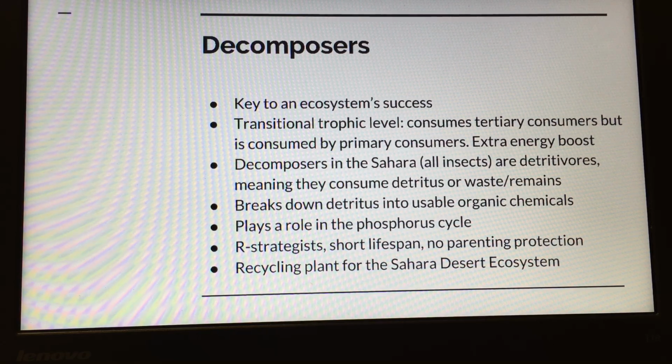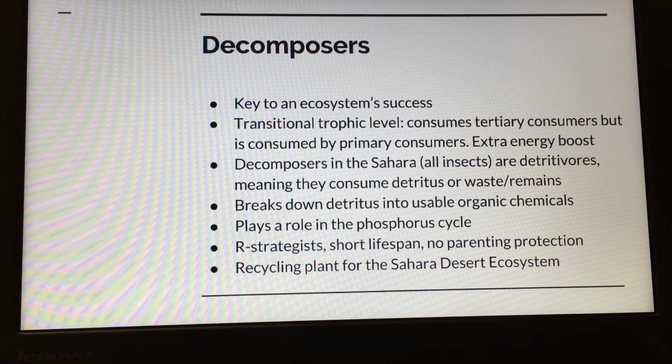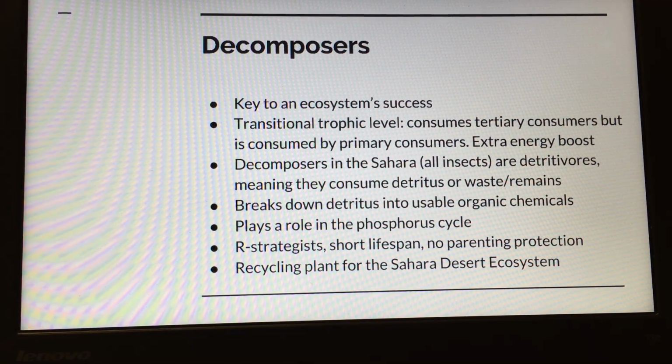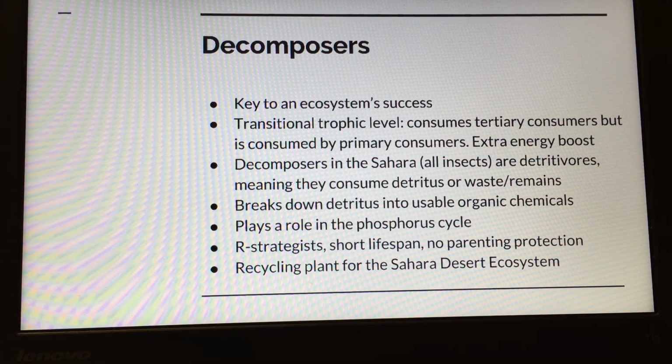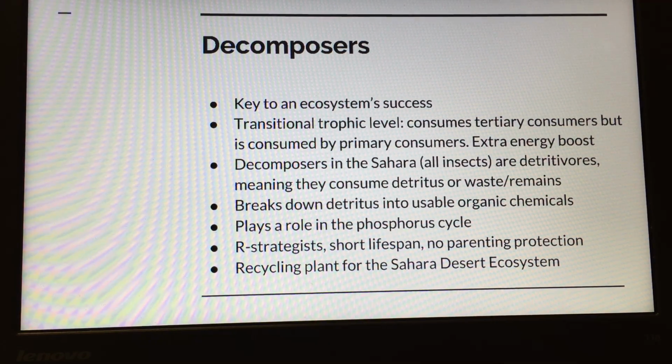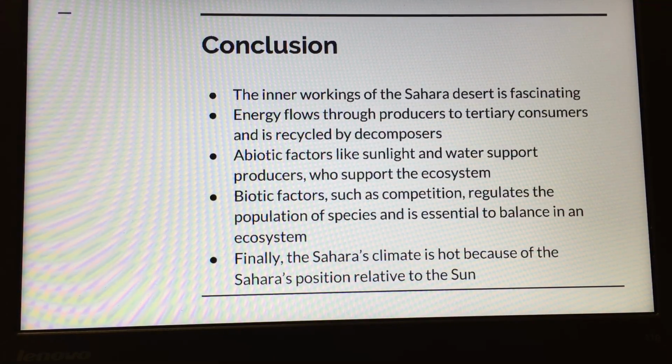The decomposers of the Sahara are all insects, and they are all detritivores, meaning they consume detritus or waste and remains. They break down detritus into usable organic chemicals that plants use to grow. They play a role in the phosphorus cycle. They are mainly R strategists with short lifespans, and I call them the recycling plant for the Sahara Desert ecosystem.